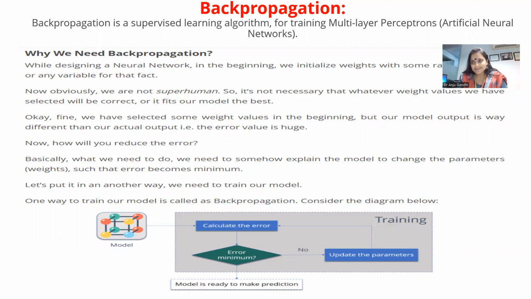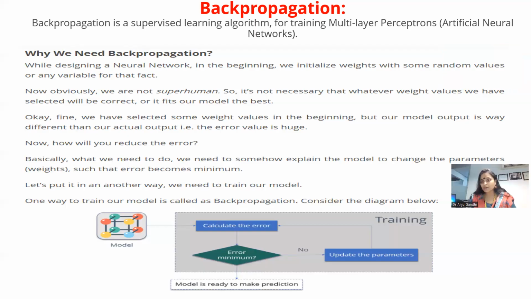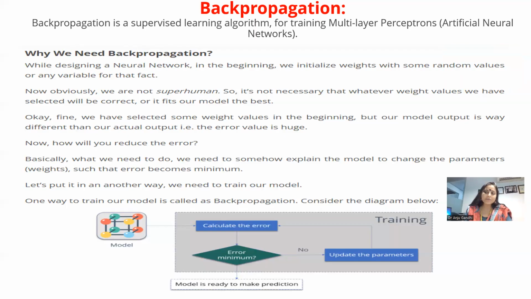So, why do we need it? What is the need of a backpropagation network? Why are we studying it? Let's study that. See, while designing a neural network, in the beginning we initialize the weights, right? We always initialize the weights, as we have studied in a unit. We initialize the weights with any random values or any variable for that effect, right?